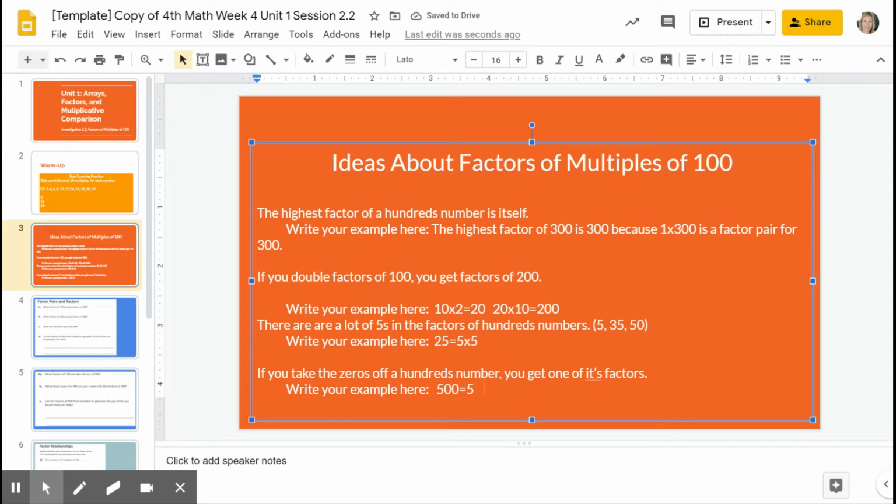So how do I show that 5 is a factor of 500? What can I multiply 5 by to get 500? I can multiply 5 times 100. And yep, it sure does work out. Okay, so what you're going to do now is go back to the slide. Well, you're on the slide already when you're done listening to this, and fill in examples to prove that these are true. All right, guys, go for it.